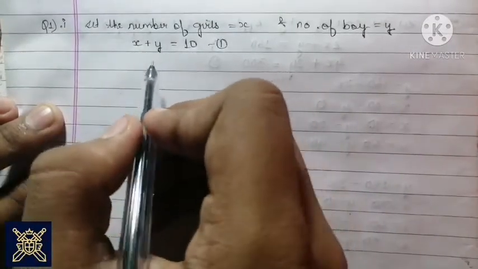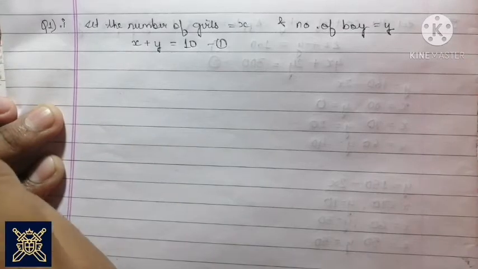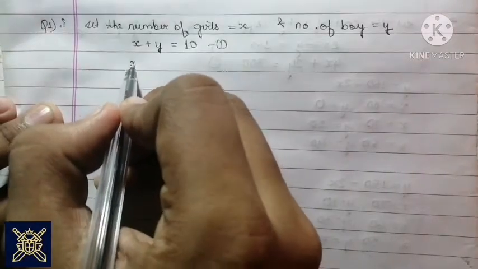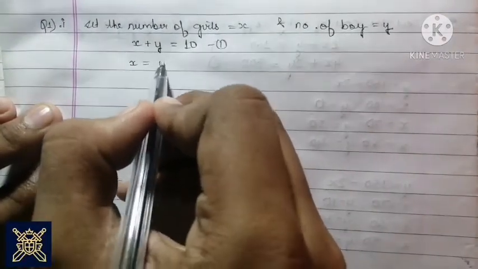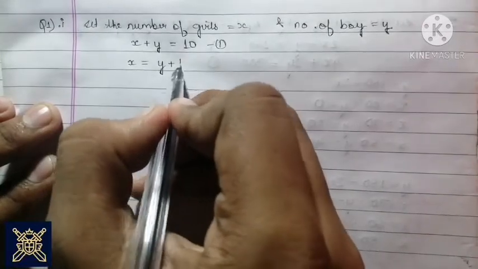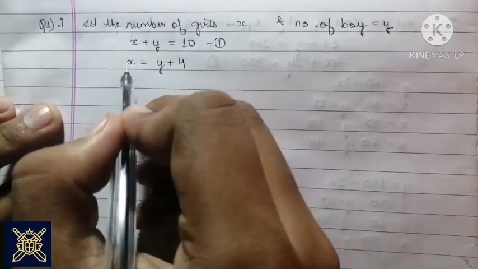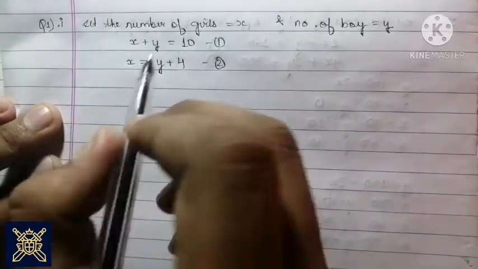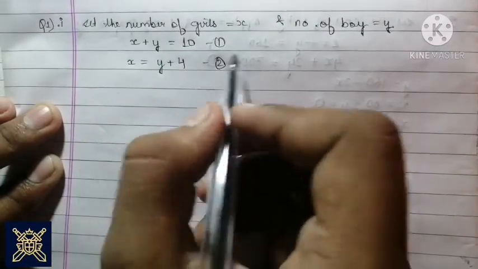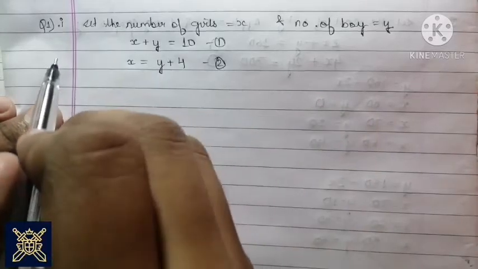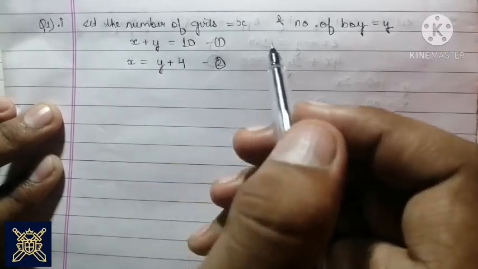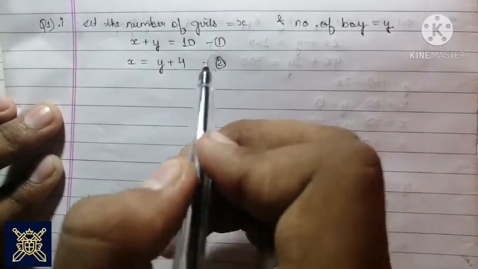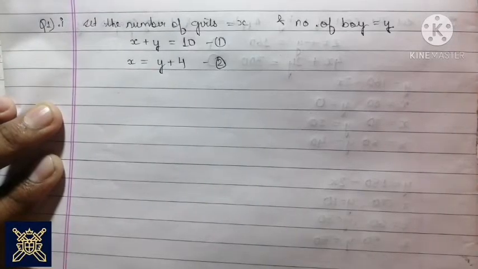Now for the second equation, we are given that the number of girls is 4 more than the number of boys. So x, the number of girls, equals the number of boys plus 4. This is what the second part of the question tells us. Now that we have the two equations, it is easy to plot them on the graph, and wherever these two lines intersect, that point is the common point on both lines, and that is the solution of the given equations.